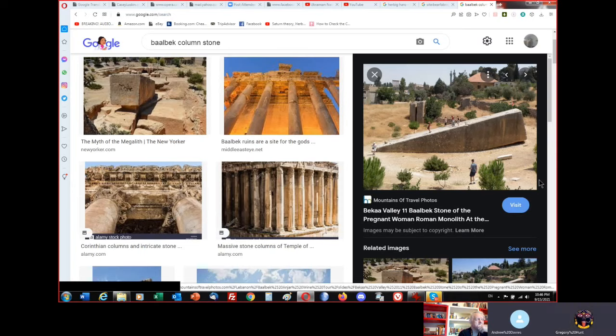Because I reckon you could dig it out and put rollers under it and get it going. No, you couldn't move something like that. Rollers would just sink into the ground.